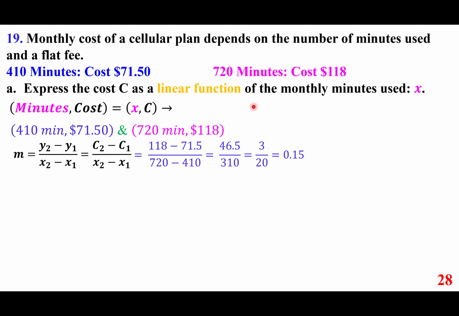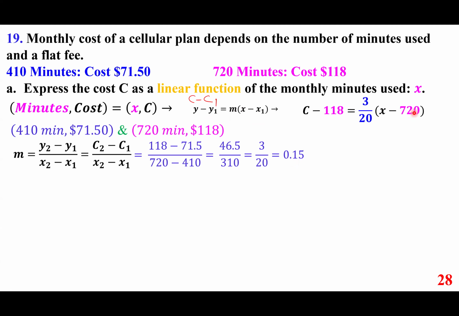y minus y1 equals m times x minus x sub 1. So instead of y minus y1, we're going to have c minus c1. So you use one of those pairs. For example, c minus 118 equals m, 0.15, times x minus 720. Use this one or this one, doesn't matter. And you work it out.